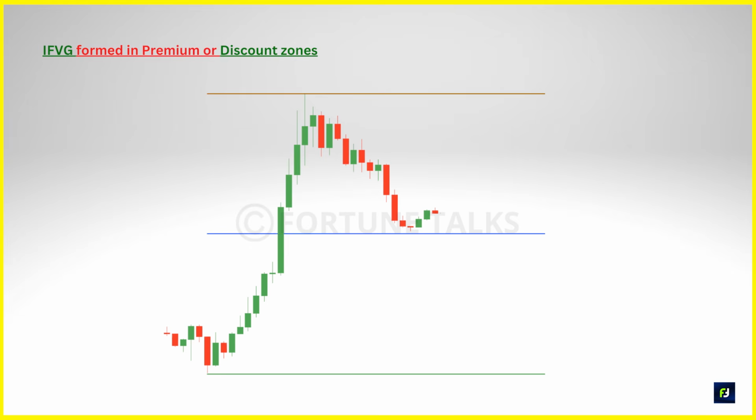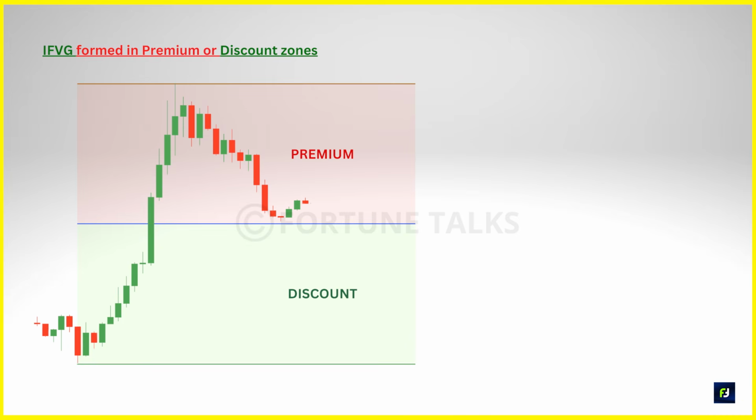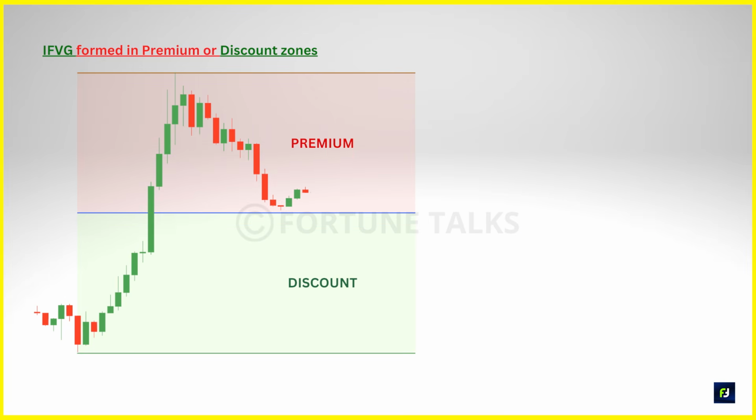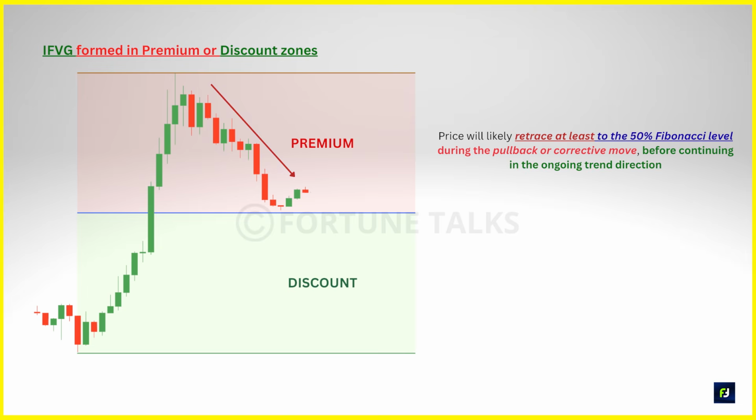Another way to spot high probability inverse fair value gaps is to mark out premium and discount areas of price swings on your higher time frame chart. Now, as you may already know, in a bullish price leg or a bullish price swing, the discount zone is the lower half of the leg and the premium zone is the upper half of the swing above the equilibrium line. The idea behind premium and discount zones is that price will likely retrace at least to the 50% Fibonacci level during the pullback or corrective move before it continues in the ongoing trend direction.